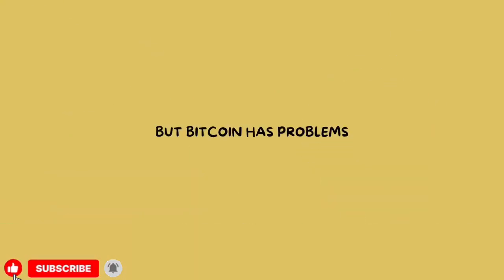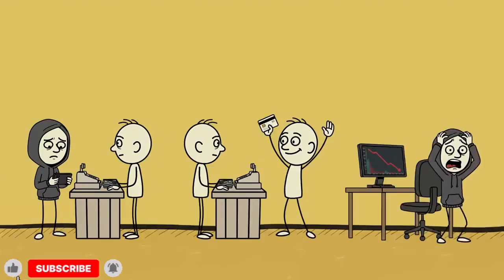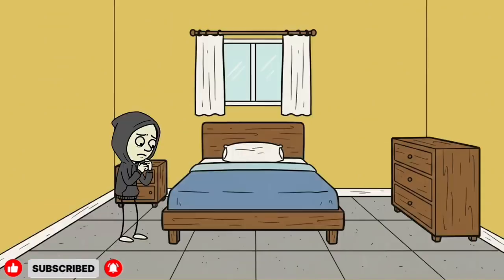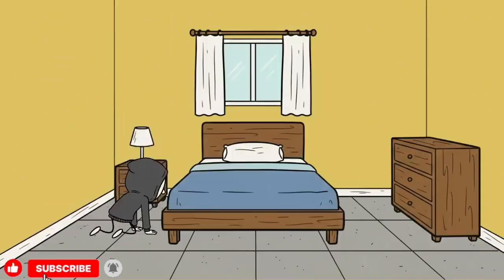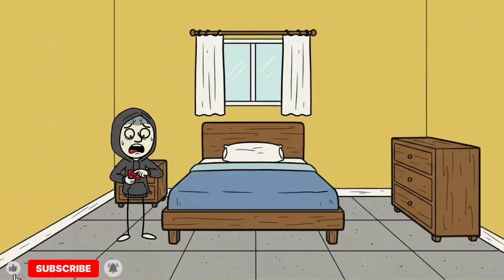But Bitcoin has problems. Transactions are slow compared to credit cards. The price swings wildly, making it hard to use as actual currency. And because there's no central authority, if you lose your password, your money is gone forever. No customer service, no reset button.